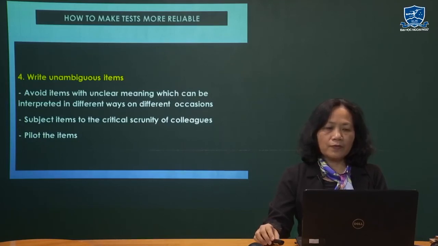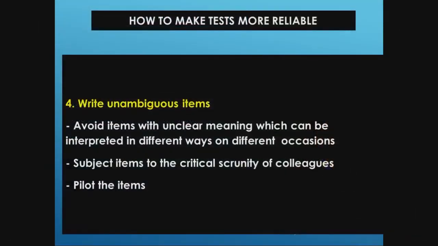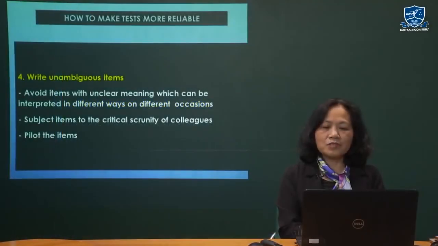And number 4, write unambiguous items. Ambiguous items, what are they? They are items that can be understood in different ways. So you have to avoid them. Items with unclear meaning can be interpreted in different ways on different occasions. And in order to eliminate ambiguous items, you have to do something. What? You just write the items and then give them to your colleagues. Ask them to read carefully, and they will find out whether the items can be understood in different ways, can be interpreted in different ways.